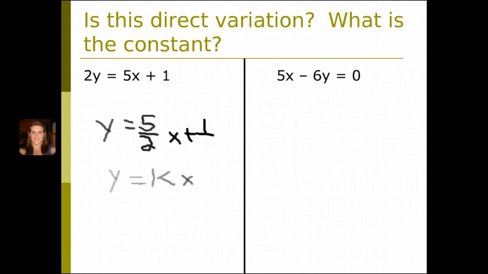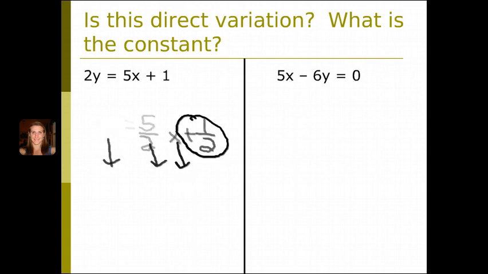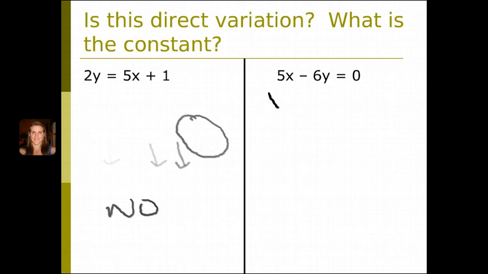We have a y, we have a k, we have an x, but we have the extra term. So no, it is not a direct variation, so we do not need to find k. Second example, still y equals kx is what we're looking at, but it is not equal to y. So we need to solve for y first.